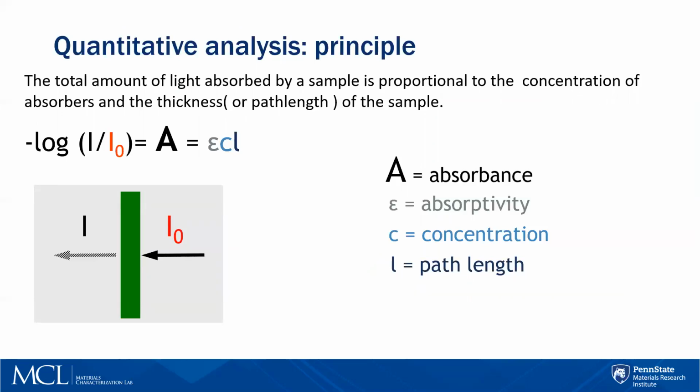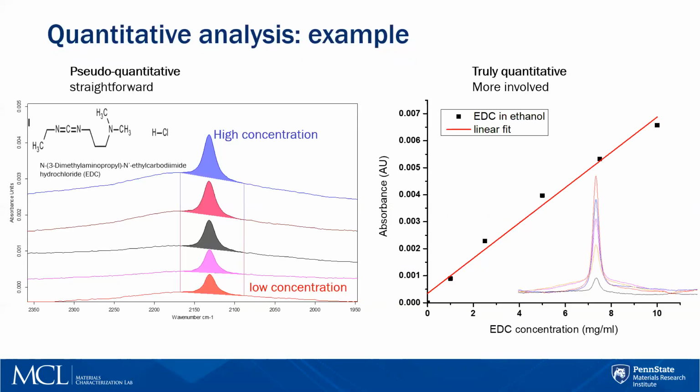Quantitative analysis is on the basis of a relationship known as the Beer-Lambert equation. As IR light passes through a sample and is absorbed, the absorbance is proportional to the concentration of absorbers in the sample, the path length or thickness of the sample, and a property that is unique to each sample known as the molar absorptivity. In practical terms, what this means is that when the sample thickness is constant, the absorbance is directly proportional to the concentration.